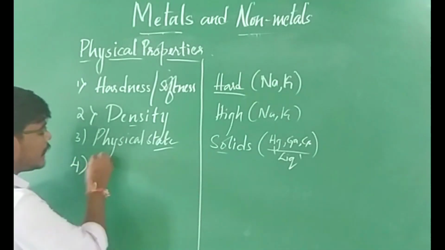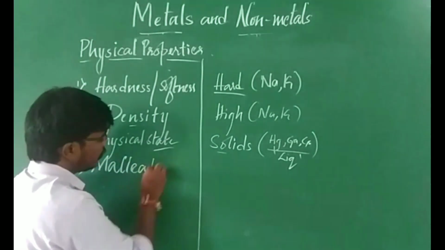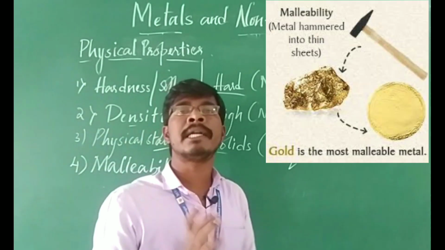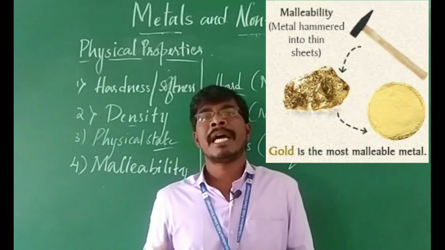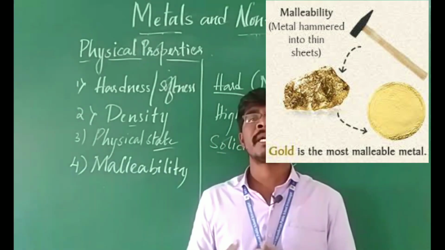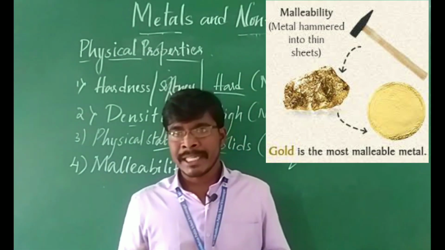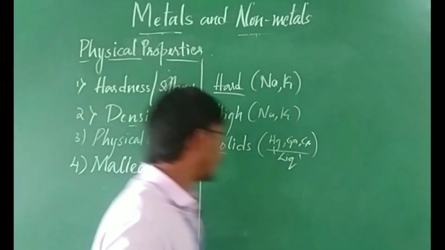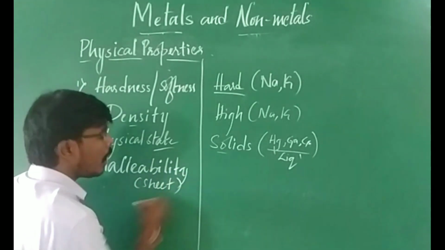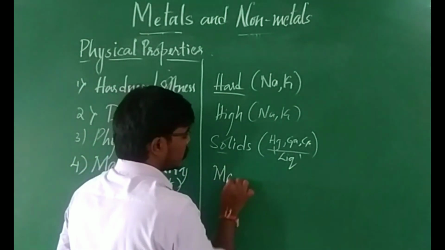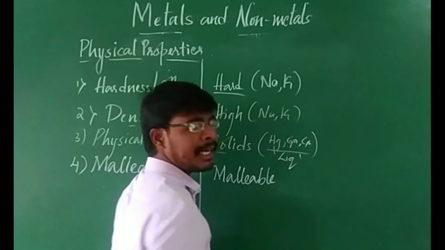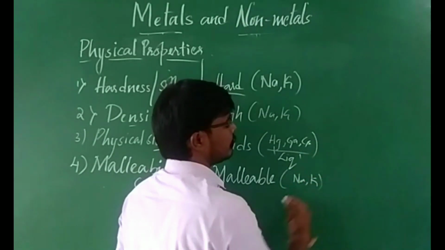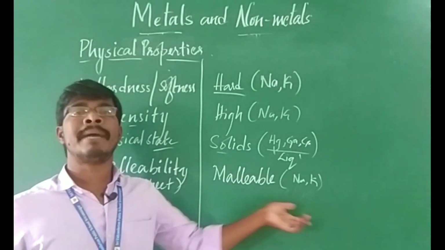Then the fourth property is malleability. Malleability means the property of an element when it is hammered continuously, it will form a thin sheet. The property of an element to be made into thin sheet by hammering continuously, by beating continuously, is called malleability. Almost all the metals are malleable in nature, and some exceptional cases we can give are sodium and potassium. So these are the exceptional cases for malleability.